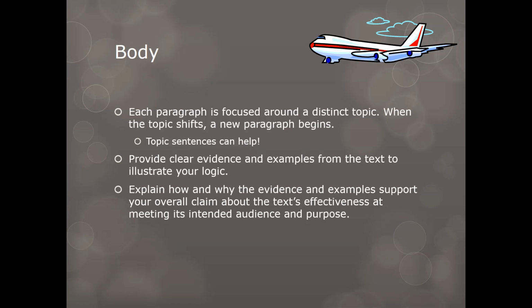In other words, you're going to make a claim and give us evidence to support that claim, but you don't want to assume that we are going to draw the connection between the evidence and the claim on our own. You have to explain it. How does that piece of evidence support the claim of that individual paragraph? And how does that individual paragraph support the overall claim of your essay?